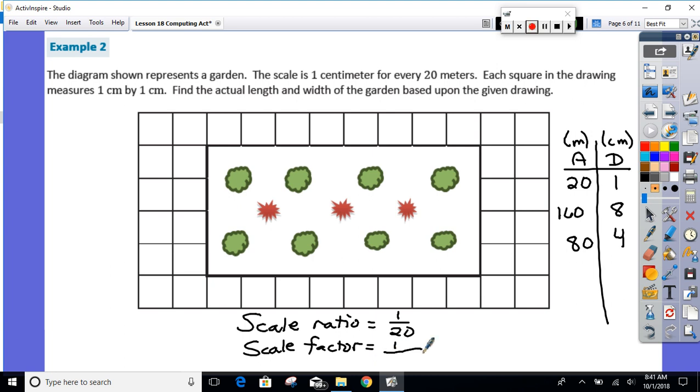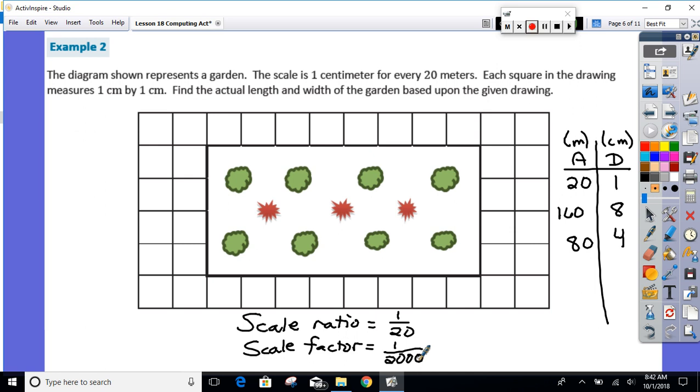1 over 2,000, but the 1/20th doesn't really tell us a whole lot about comparing the two gardens, but this one does. This one tells us that the drawing is 1/2000th the size of the original, or it tells us the original is 2,000 times larger than the drawing. But it was definitely easier to use the scale ratio.